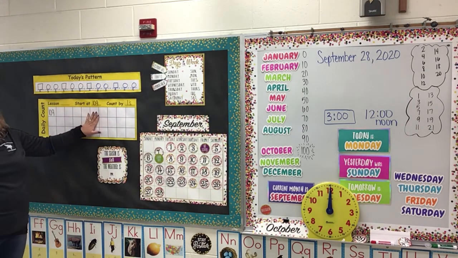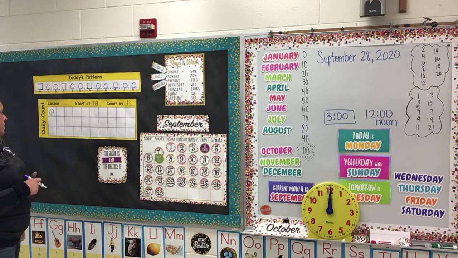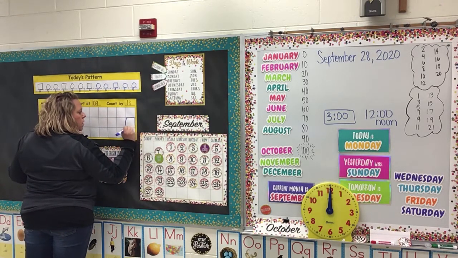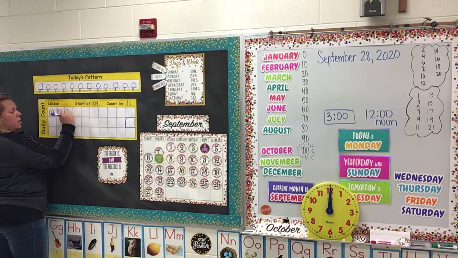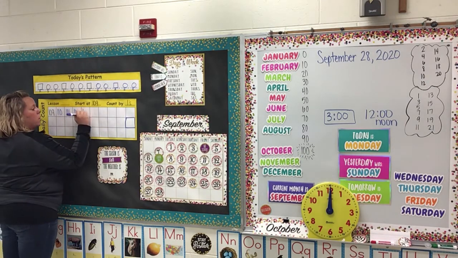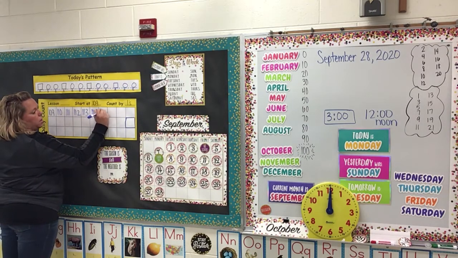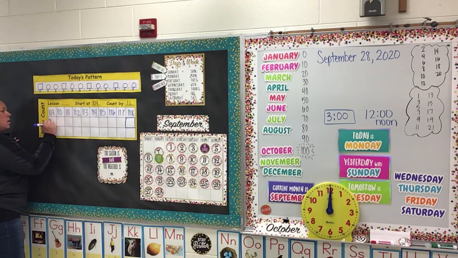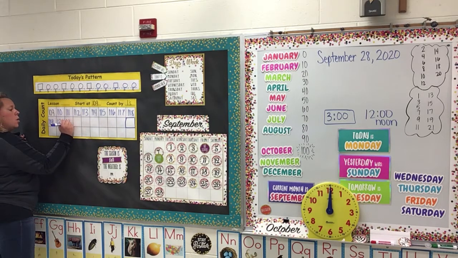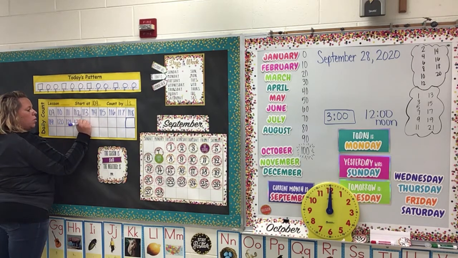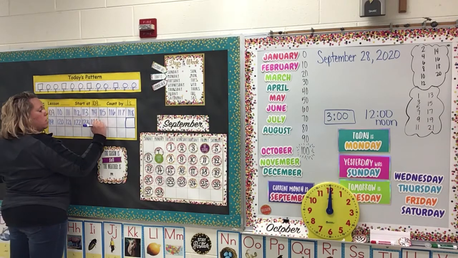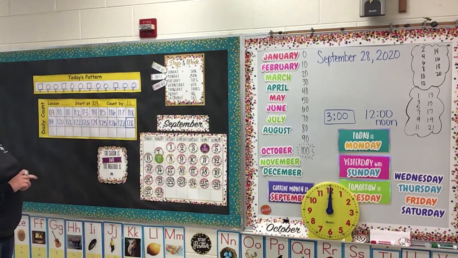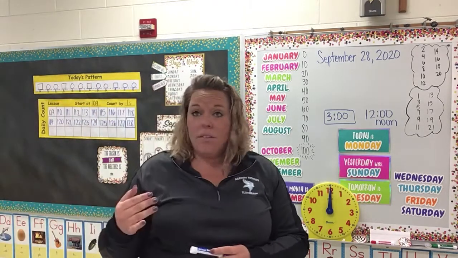Very good. Today we're starting to count at 109, and we're counting by ones. Now we are not going to fill this whole thing up. We will stop right here. And here we go. 109, 110, 111, 112, 113, 114, 115, 116, 117, 118, 119, 120, 121, 122, 123, 124, 125, 126, 127, and 128. Great work.